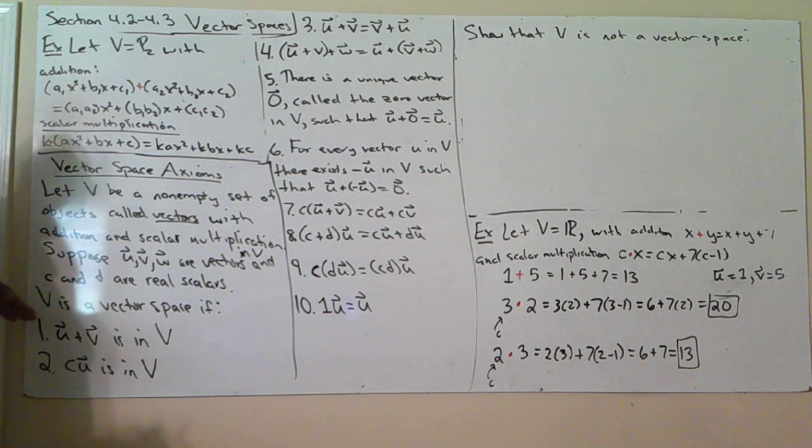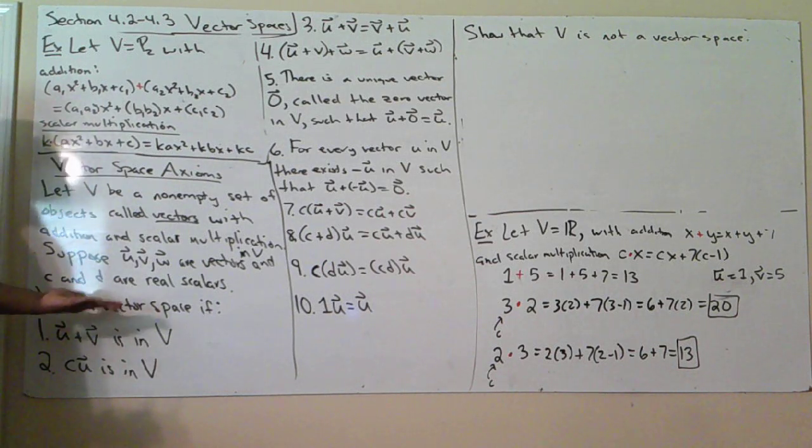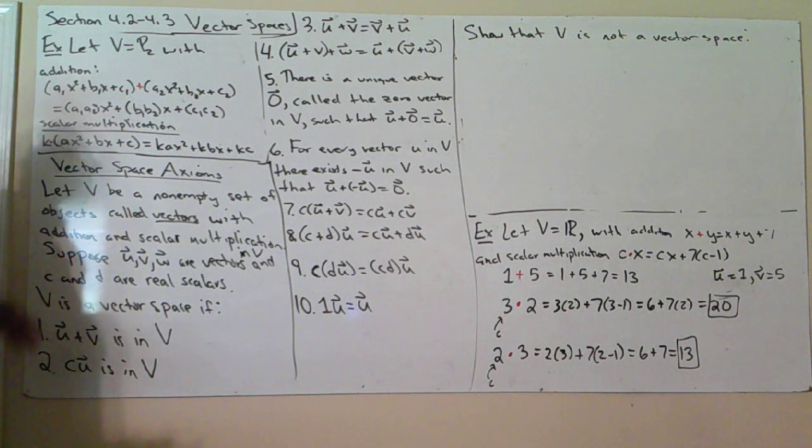What we would need to see is that if I have a polynomial of degree 2 or less and add it to a polynomial of degree 2 or less, do I end up with a polynomial of degree 2 or less? And the answer is yes, I do, even with this strange addition that I have. If I do scalar times a polynomial of degree 2 or less, do I end up with a polynomial of degree 2 or less?